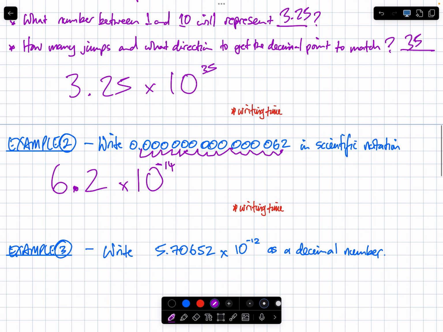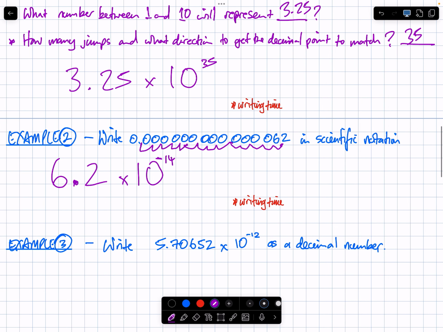While you're still copying down for the people that are faster, have a go at example 3. Is this decimal form or is this scientific notation? So we need to practice going back the other way.